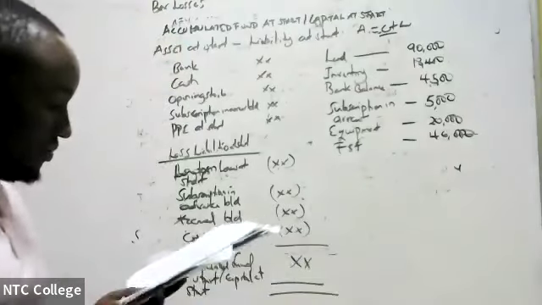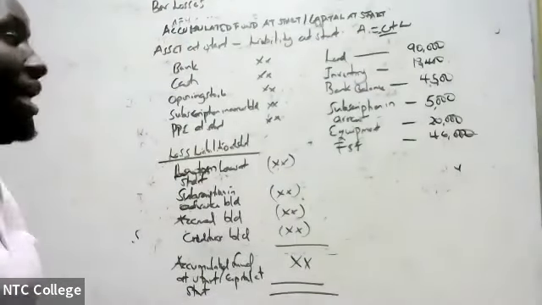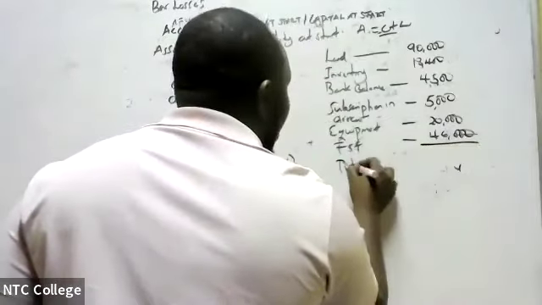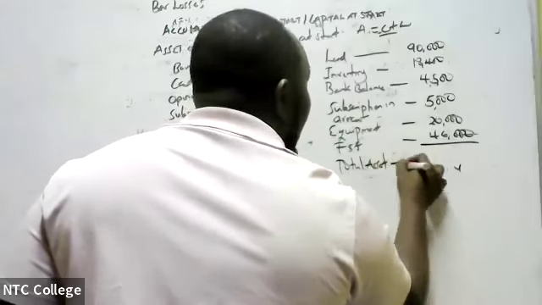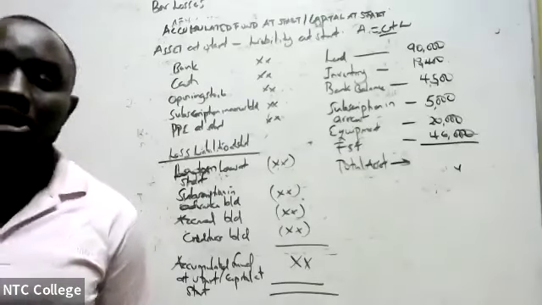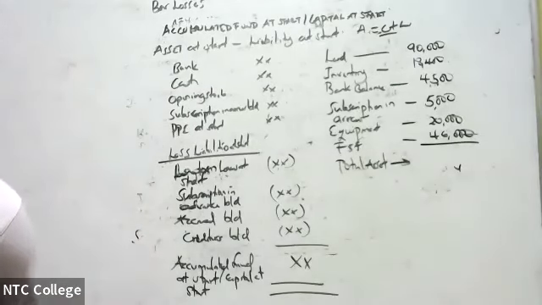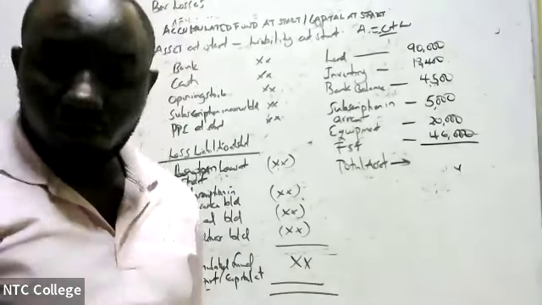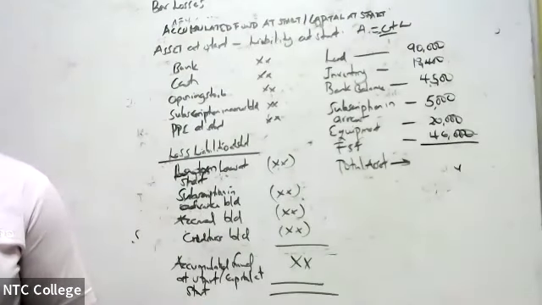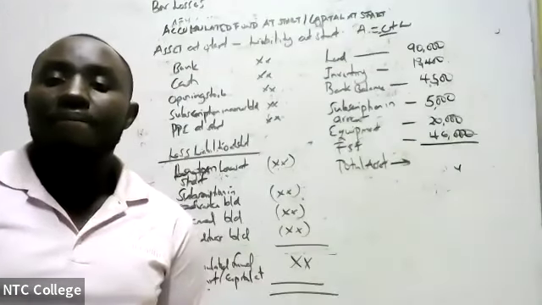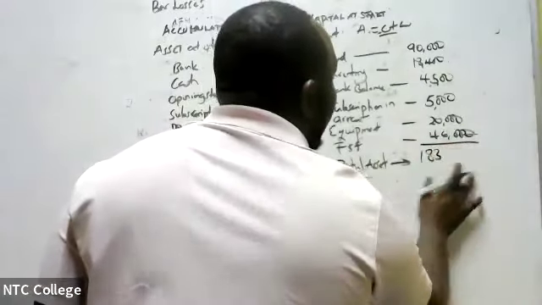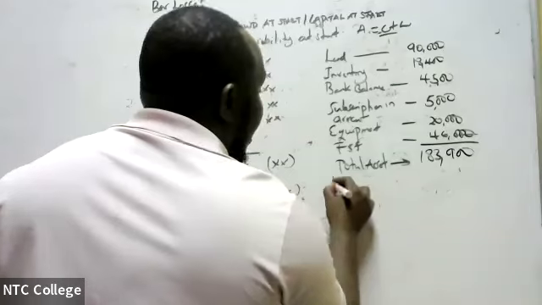Is there any asset that we have left out? So we have total assets. What is the total assets at the beginning? Add that for me. The figure is 183,900. Then you less liabilities.